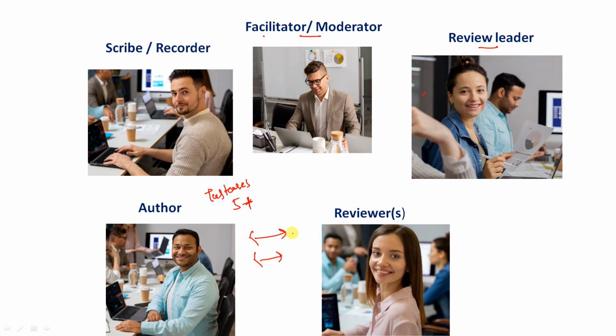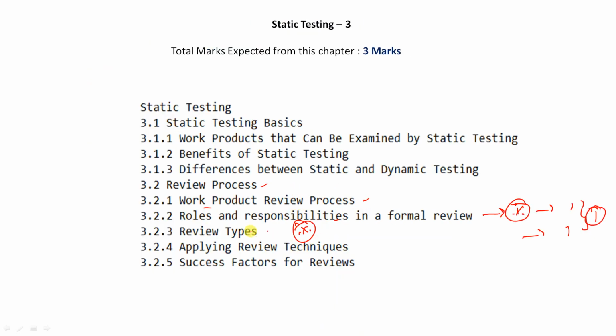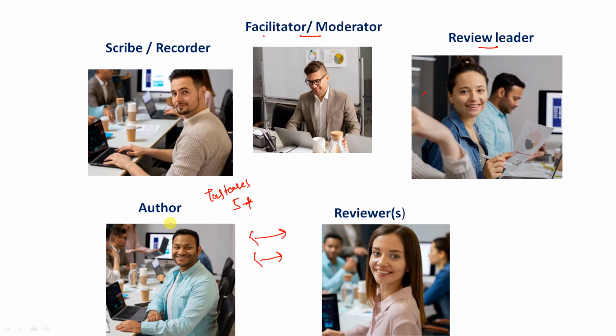In the review types you'll come to know what the author and reviewer will do in the review process, right? And here are the roles and responsibilities in a formal review. So here the author's role is to write test cases or any test product. The reviewer's role is to review the test product given by the author. And he's a boss, okay, just remember he's a boss, and he is a scribe or recorder. Let's see his role in the upcoming slides. And she's a review leader.